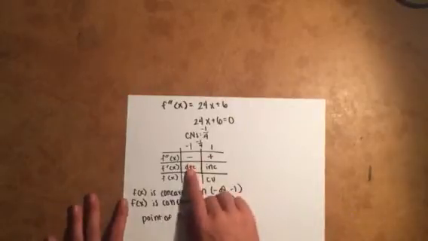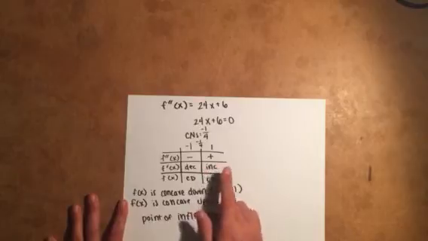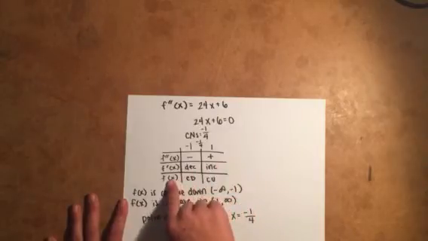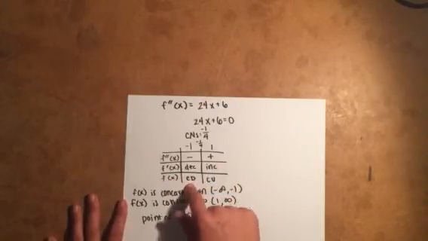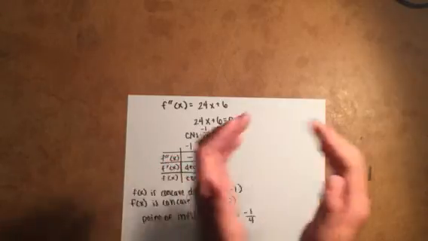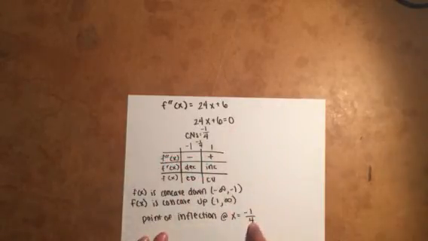We can also see that there's a change in the first derivative from decreasing to increasing, and we can also tell that in the function itself, because it's changing from concave down to concave up, we know there's going to be a point of inflection. It's at x is equal to negative 1/4.